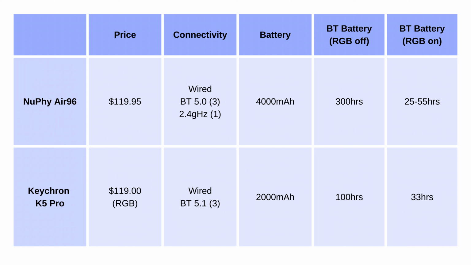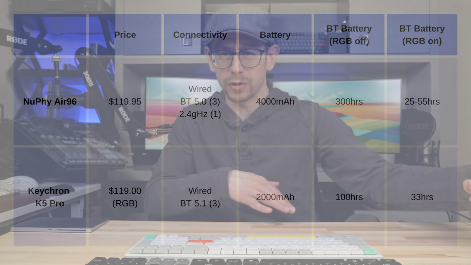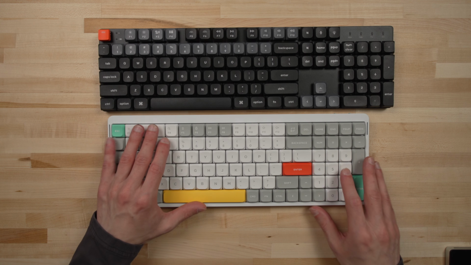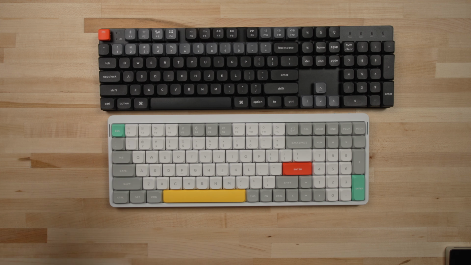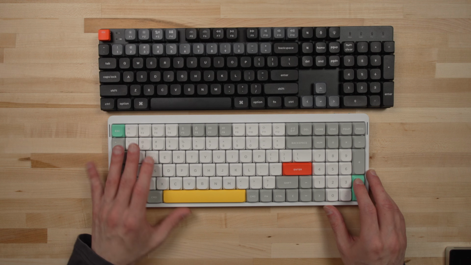And Keychron estimates that the use time drops to 33 hours with the backlighting on the lowest setting. So it would be even lower than that if you have your backlighting on the highest setting. So no matter how you look at it, you're going to get better battery life out of the Air 96. But of course, if you use these in wired mode using the USB-C connection, then you don't have to worry about any of that.